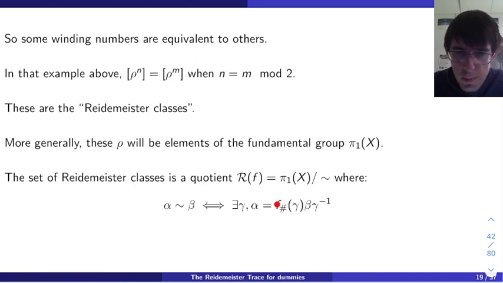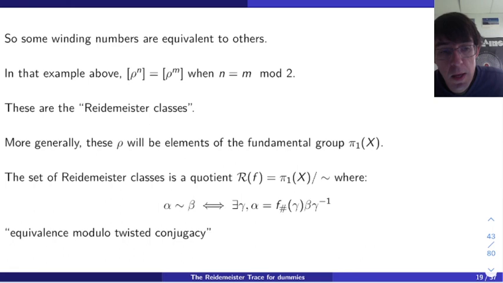It's fine if you don't know what that means. Just in case you want to know, this is referred to as being equivalent modulo twisted conjugacy. This right here, if you look closely, looks like a conjugacy relation. I have gamma, beta, gamma inverse. It's not quite conjugacy because of this function right here, so this is called twisted conjugacy. If the f is the identity homomorphism, then it is real conjugacy. But for other functions, it's something slightly different.